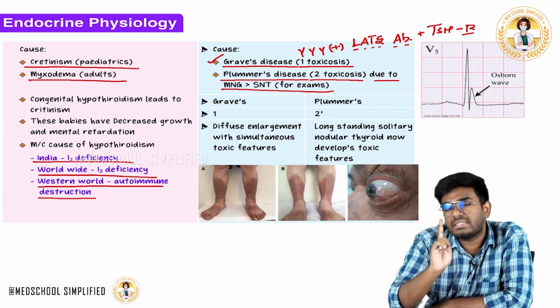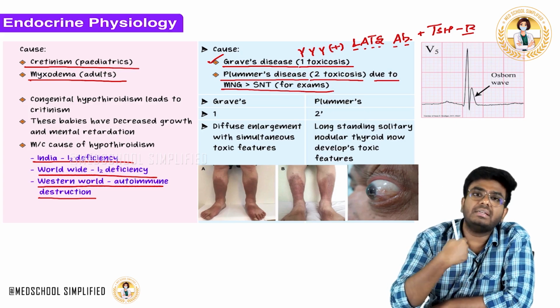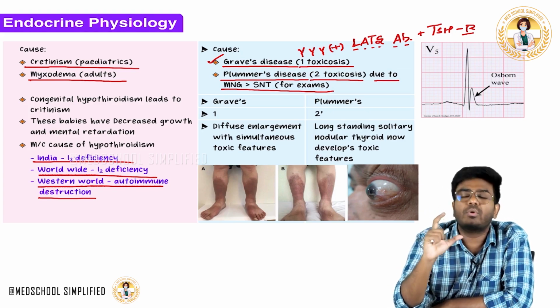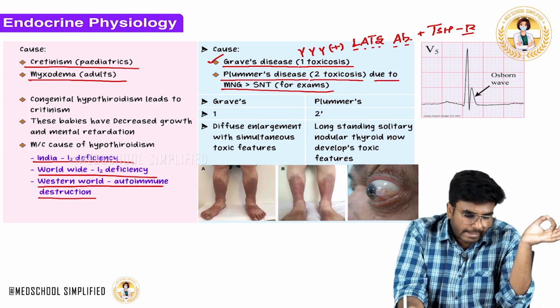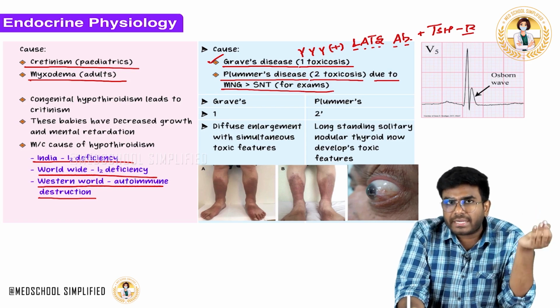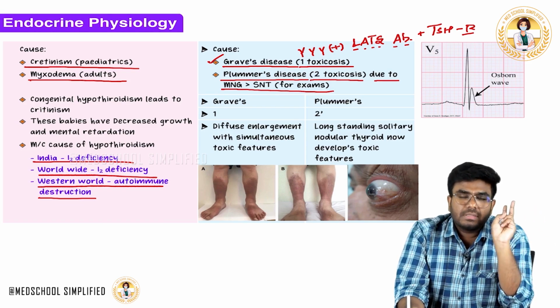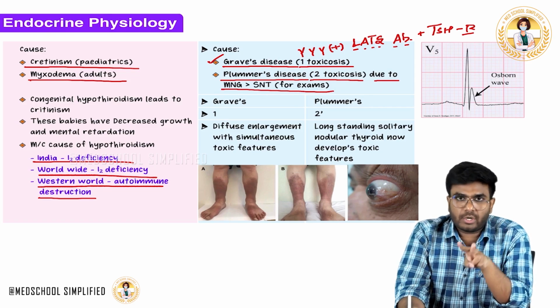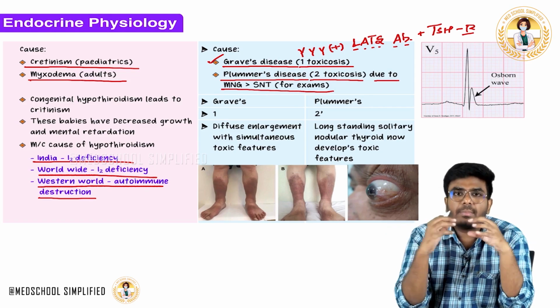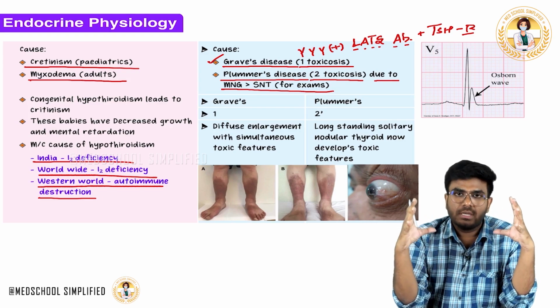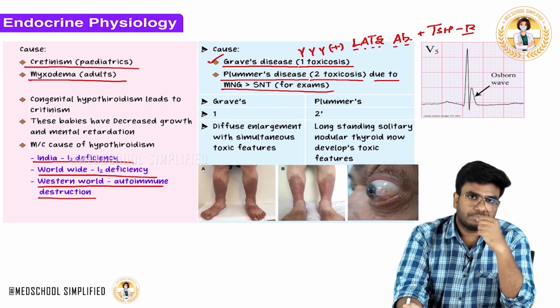In Graves' disease, there is a diffuse enlargement of the thyroid gland. The entire thyroid gland is diffusely enlarged. Even though there are cases where you will have nodules, usually in Graves' disease, the primary toxicosis, it's the thyroid stimulating hormone receptor antibodies stimulating the thyroid gland, so that the entire gland becomes diffusely enlarged. Now this thyroid gland is producing T3, T4.